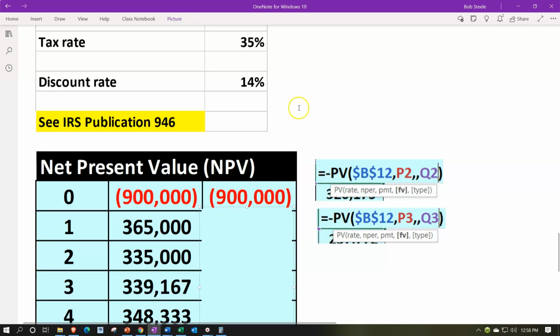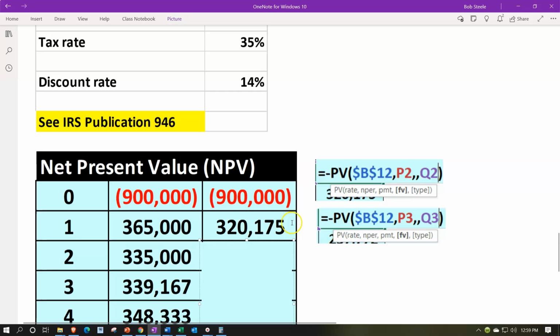The rate would be that 14%, absolute reference, $ before the B and the 12, then comma, number of periods is now this 0. It's referencing this cell, however, as opposed to typing in or hard coding the 0 so that we can copy it down and the cells will move relative. Comma, comma, future value, the 900,000. We get that same number due to the fact that it's at time period 0. Then this amount, 1 year out, discounted 1 year, the 365,000 discounted at the rate of the 14% is 320,175.